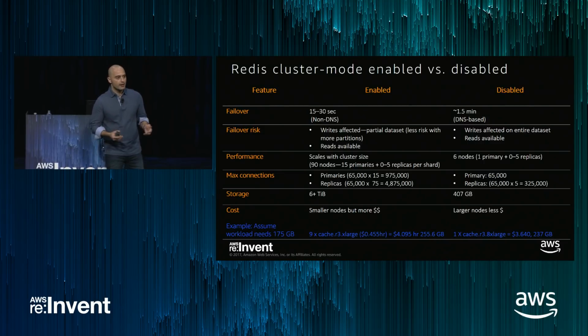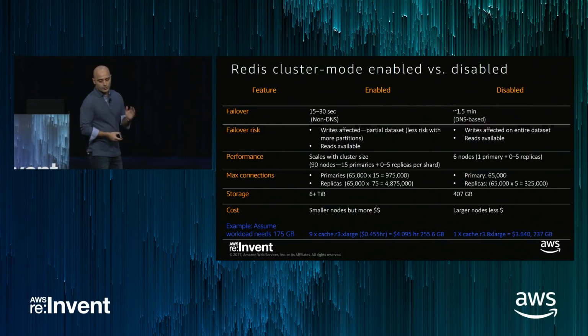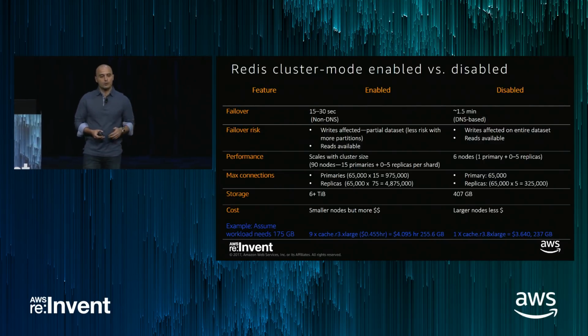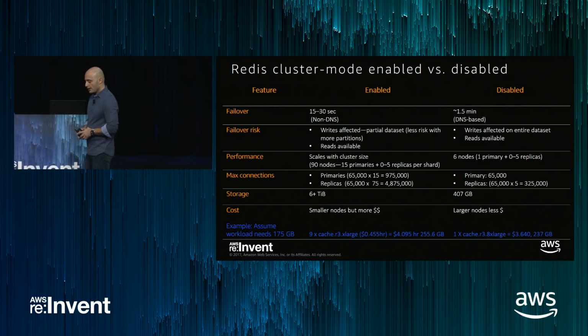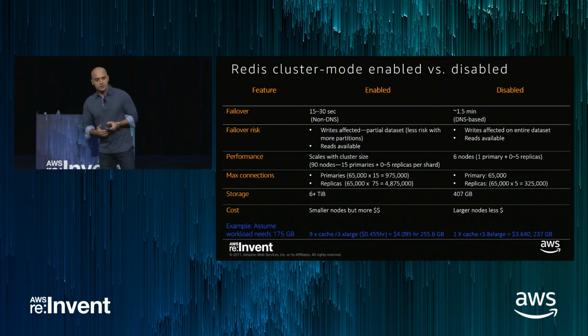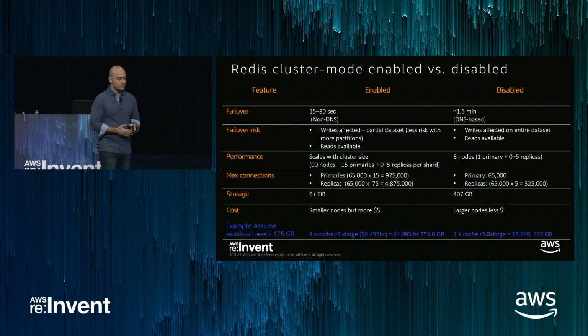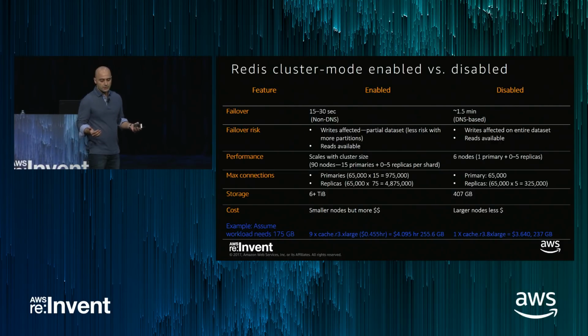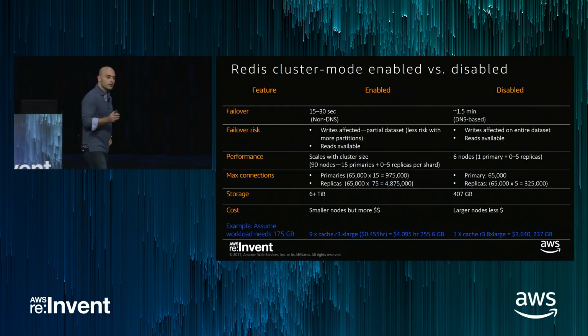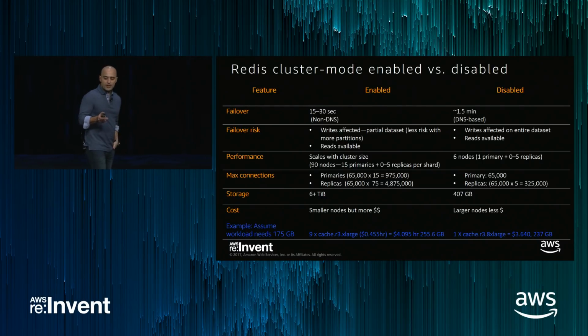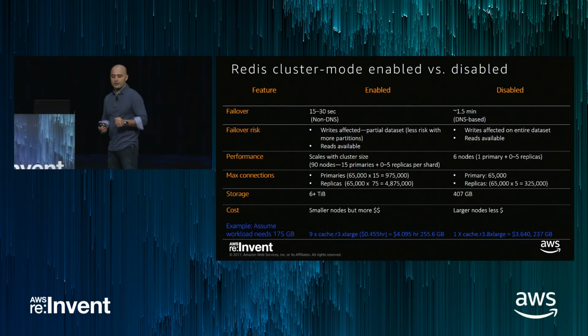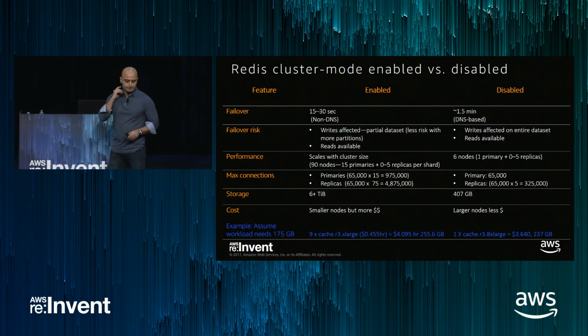So imagine you have 3 shards, and you had a failure on one of them. Only 33.3% of your data is affected. And if you wanted to reduce that blast radius even further, all you would do is add additional shards. So enabled is also a better option if you want to lower the impact of failures using Redis. You would go with the enabled version.